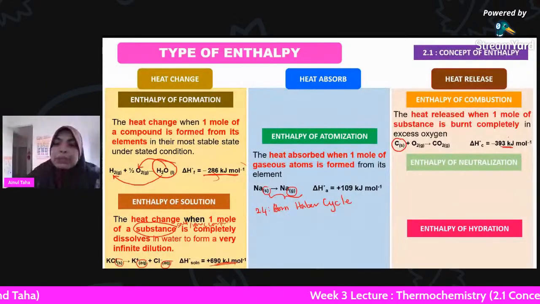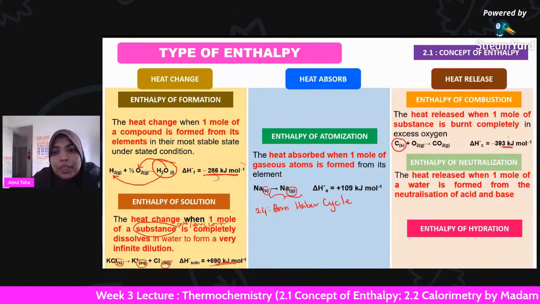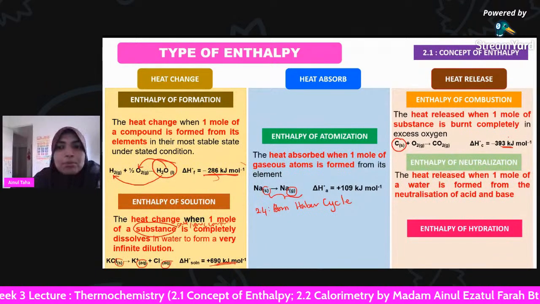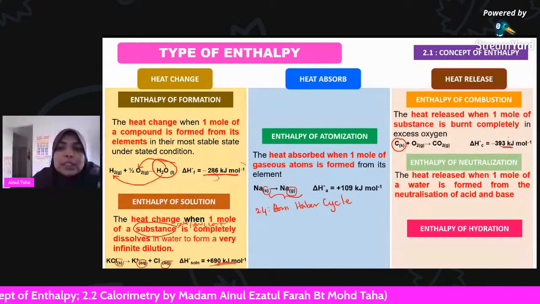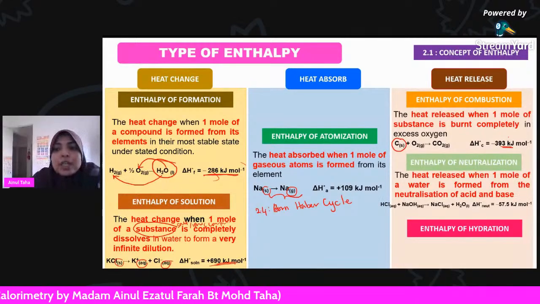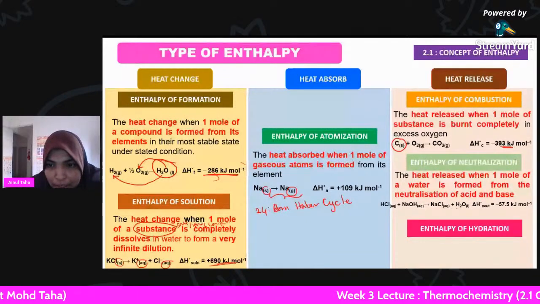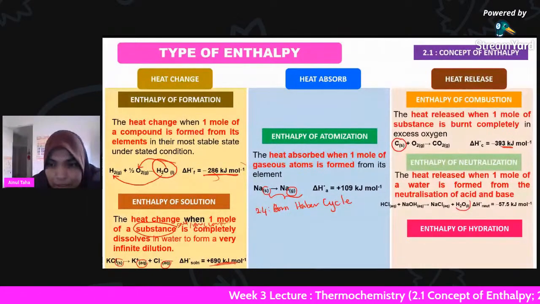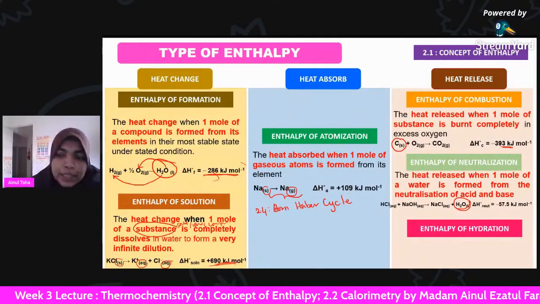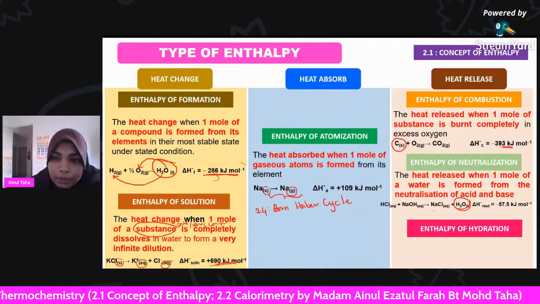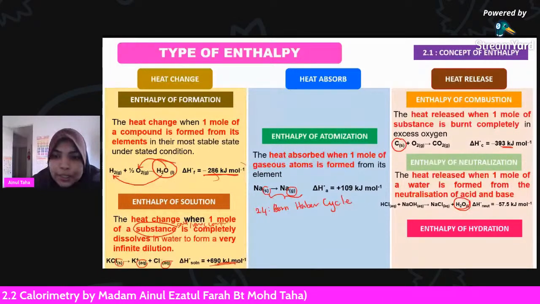Okay. So the next one is enthalpy of neutralization. The heat released when 1 mole of water is formed from the neutralization of acid and base. So this is an example, and you have to make sure that when you write the thermochemical equation, the water must be 1 mole. When you balance the equation, it should be 1 mole. Other than that, it could be 1/2 and so on.